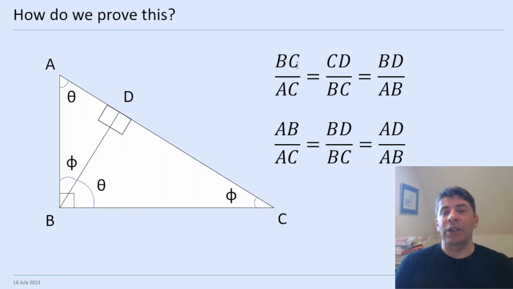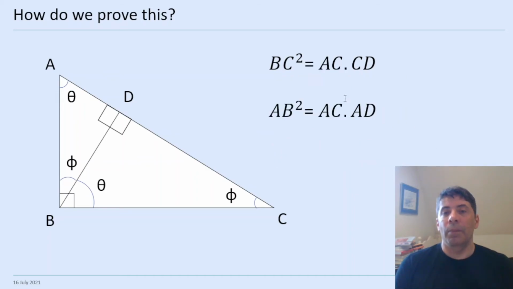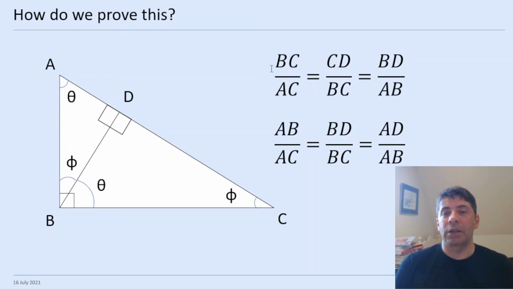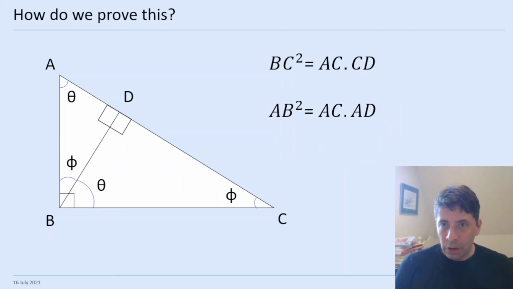We can then do a bit of simple algebraic manipulation on this. If we multiply both sides by BC and by AC, this tells us that BC squared equals AC CD. If we multiply both sides of the other ratio by AB and AC, we know that AB squared equals AC AD. So this is hopeful because BC squared is this short side of the big triangle, and AB squared is this short side of the big triangle.